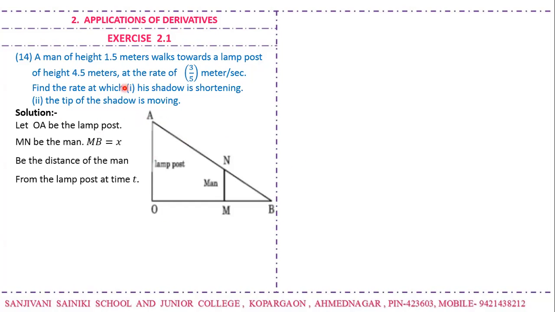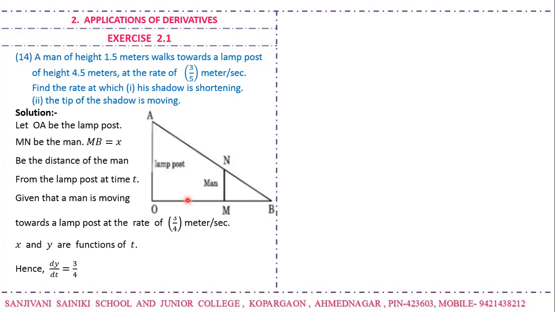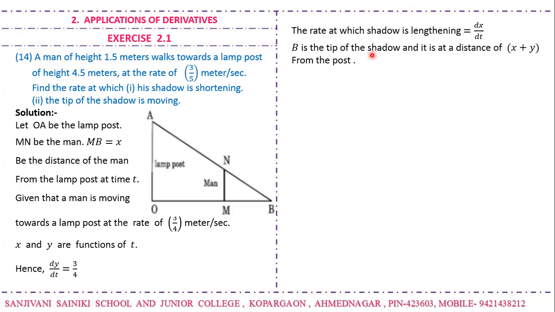And the tip of the shadow is moving. Similar figure we will draw again. Here OA is the lamppost, this MN is the man, this MB is x and this OM is y. And the rate at which the man is approaching the lamppost is given as 3 by 4. That means dy by dt is given 3 by 4. And the rate at which the shadow is lengthening, that means decreasing, the shadow is shortening, is dx by dt.